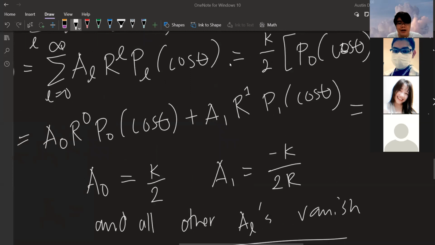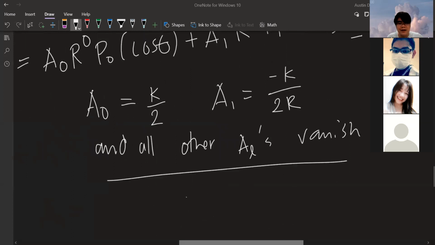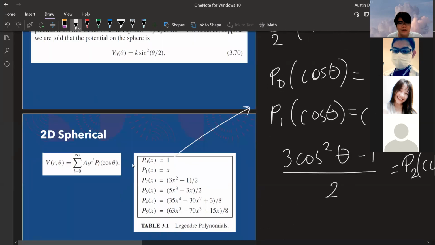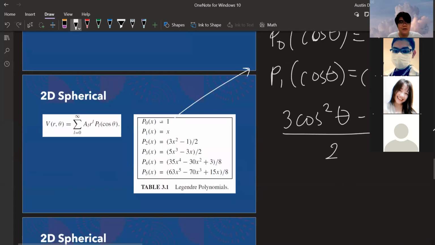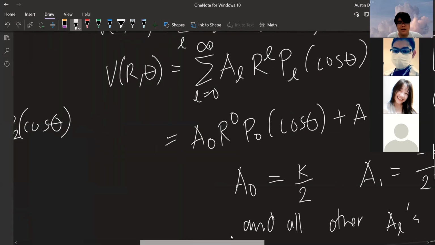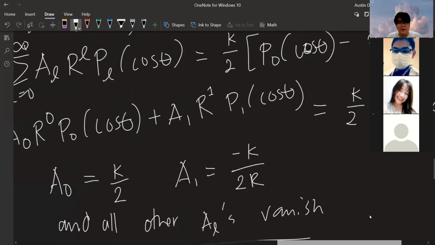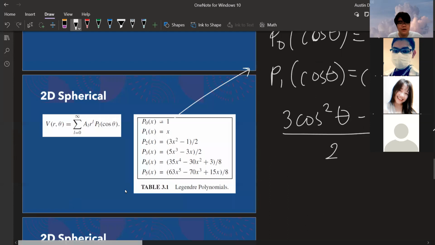Arbitrary lang yung case. Okay, arbitrary lang yung k, given. Sabi niya kasi, paano kung ganun yung potential mo? Some constant k, then sin squared theta over 2. Okay. Ang galing, di ba? So marami pang example sa libro na magandang aralin. Okay?